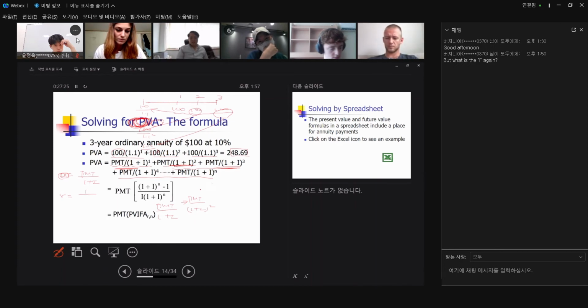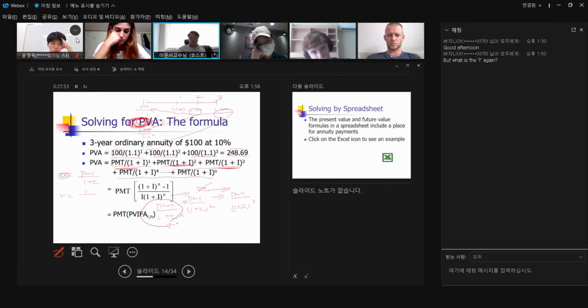How can we get the second term from the first term? First term times... The third term is payment divided by 1 plus I to the power of 3, right? So we can expand the first term to the second term to the third term. So there is an identical term to get the second term and third term from the first term and second term. What is that?